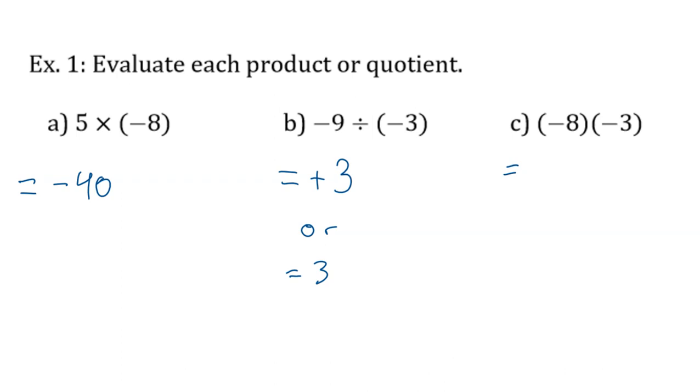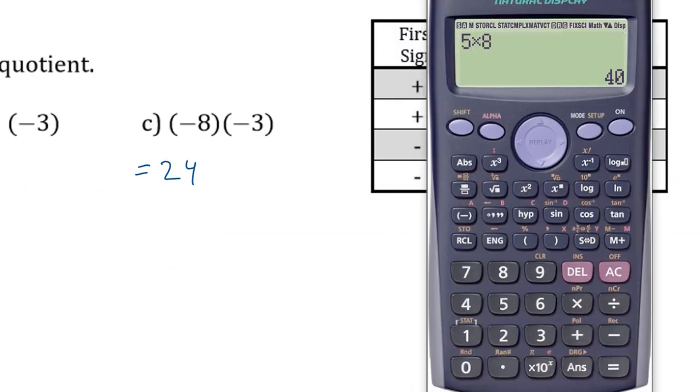Again, we've talked about this already. 2 things beside each other in brackets like that means multiply. So this is, again, 2 negatives makes a positive, and 8 times 3 is? Good. Not so bad? Negative 8 times negative 3, positive 24.